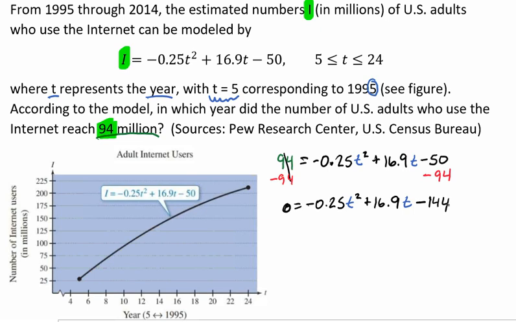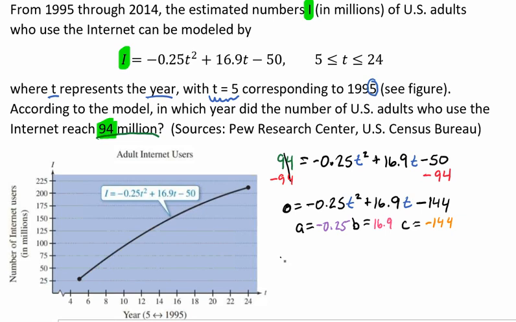Because this number right here is really ugly, I don't really want to try and complete the square there, and factoring looks really hard. So we're going to use the quadratic equation. So we'll have an a value, a b value, and a c value. We have an a value of negative 0.25. We have a b value of 16.9. And we have a c value of negative 144. So we're going to plug that into the quadratic equation, so let's set that up.